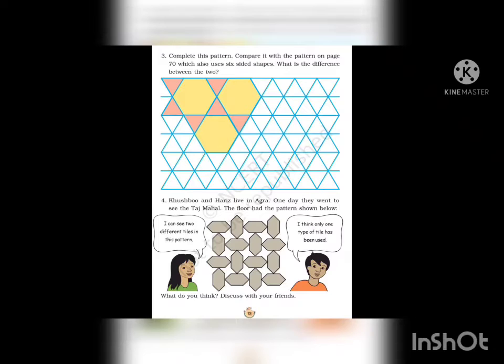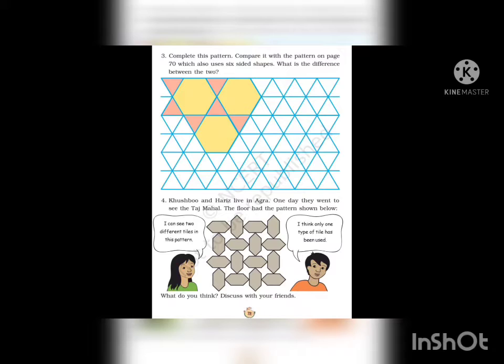Complete the pattern. Compare it with the pattern on page 70, which also uses six-sided shapes. What is the difference between the two? So here you can see a pattern that you have to complete. This also you will do in your book only, and you will complete this pattern like you completed the previous one. Here you also have to tell that on page number 70 we have seen six-sided shapes, and this is also a six-sided shape. So you have to tell what is the difference between the two patterns.